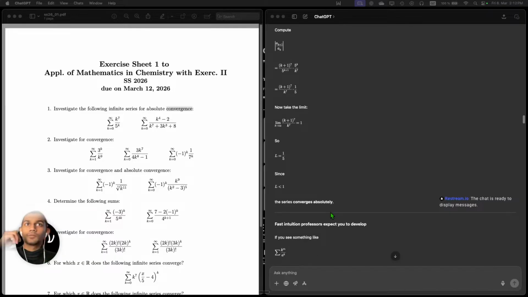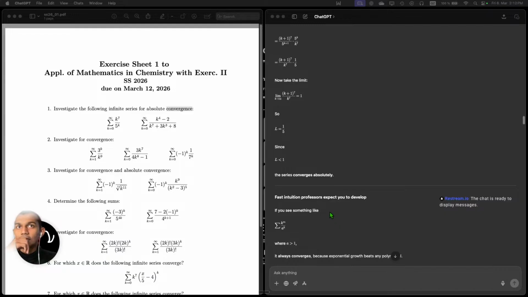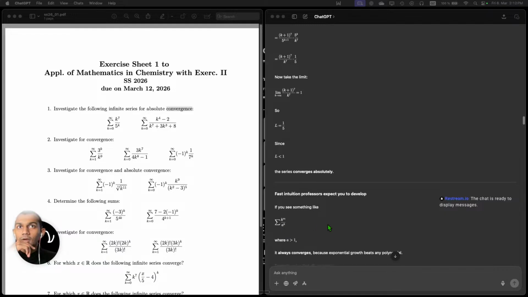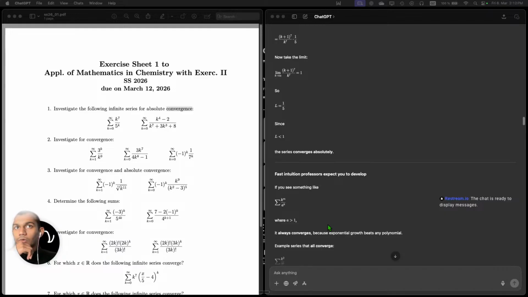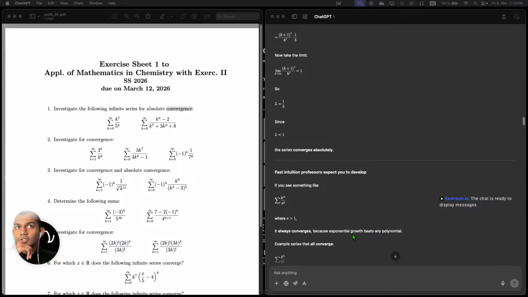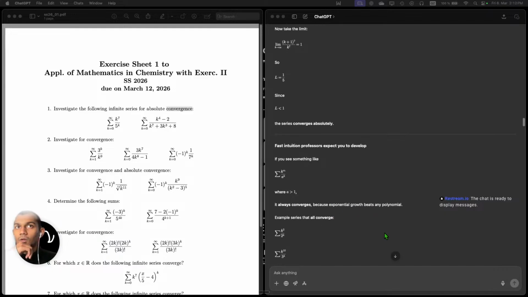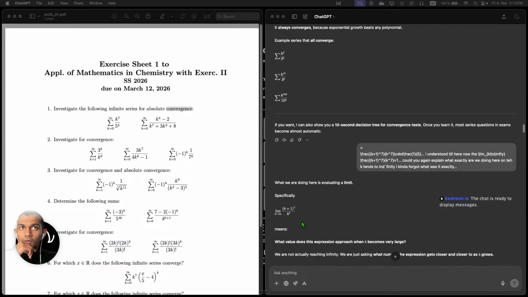Fast intuition professors expect you to develop: if you see something like k^m over a^k, where a is greater than 1, it always converges because exponential growth beats any polynomial. Exponential growth, yeah. Example series that all converge.